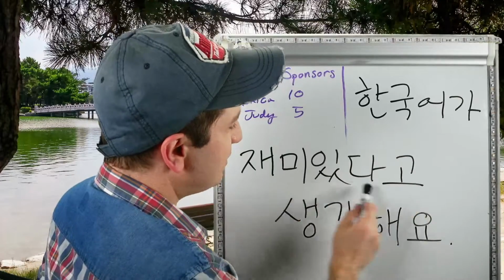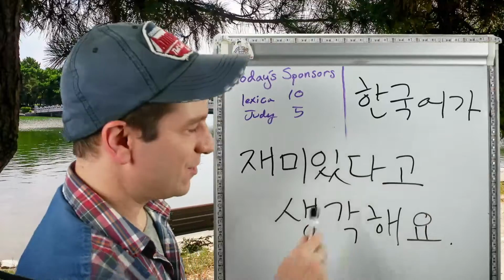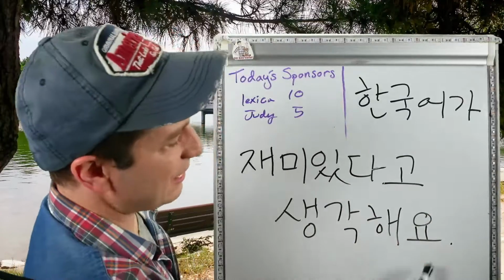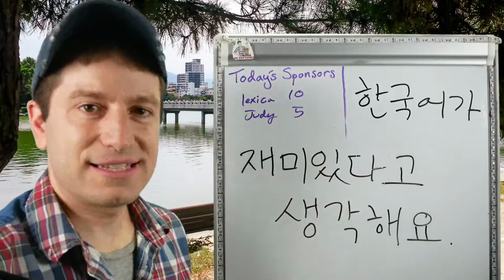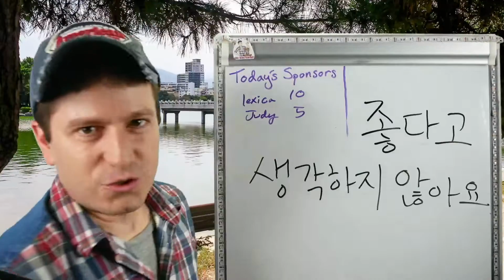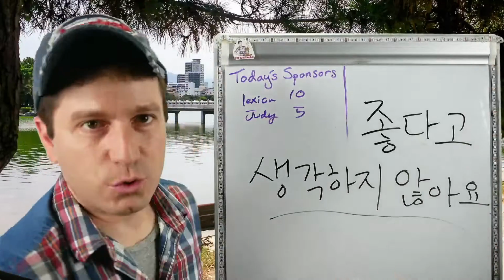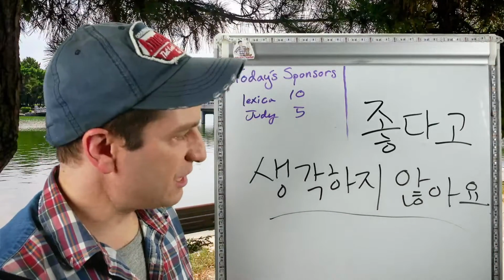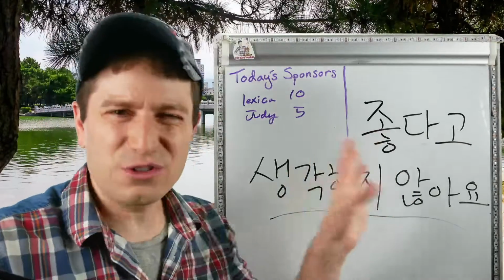한국어가 재밌다고 생각해요. So Korean, 한국어, 재밌다, fun, 고 생각해요. So I think Korean is fun. 좋다고 생각하지 않아요. So I do not think 좋다, it's good. 좋다고 생각하지 않아요. I do not think it's good. I don't think it's good. 좋다고 생각하지 않아요.